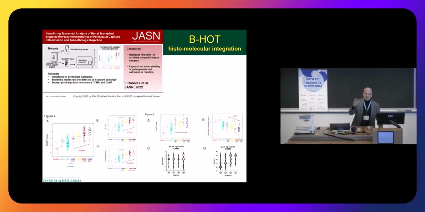And now people apply this, because it's out there, you can use it with whatever technology you want, and start putting it into the spatial context. And you find these associations, that microcirculation inflammation has a higher NK cell signature, as Ivy Rosales, for example, published in JASN for peritubular capillaritis and chronic active antibody-mediated rejection.